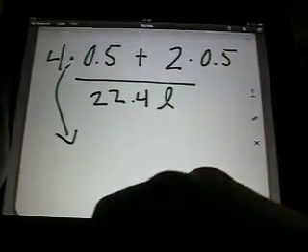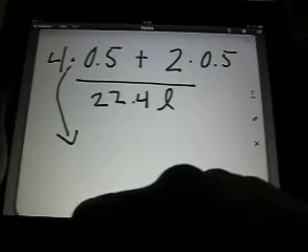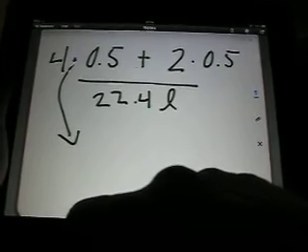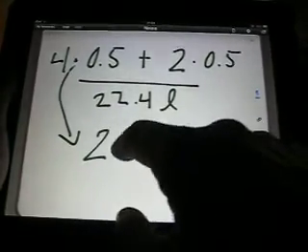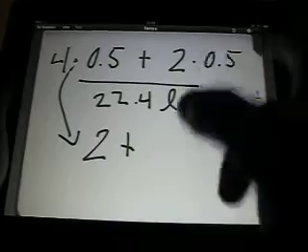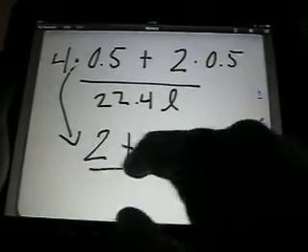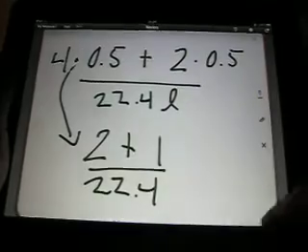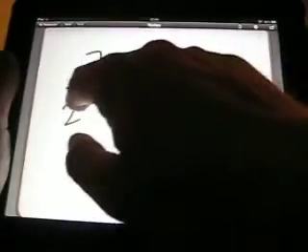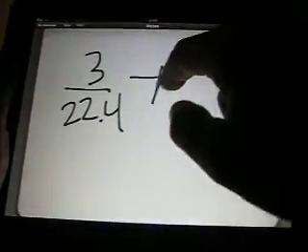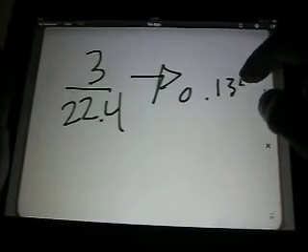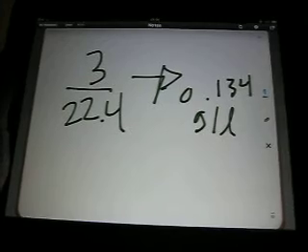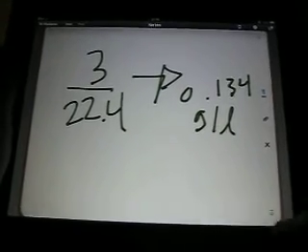So, what is 4 times 0.5? You should be able to just plug this into your calculator, or do it in your head: 0.5, 1, 1.5, 2. So 2 plus 2 times 0.5, well, that's easy enough. That's 1 divided by 22.4. All right, so 2 plus 1 is 3 divided by 22.4. And that gives us 0.134 grams per liter. All right, so there we have the density of the gas mix.